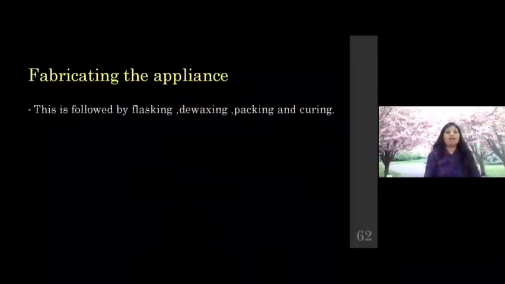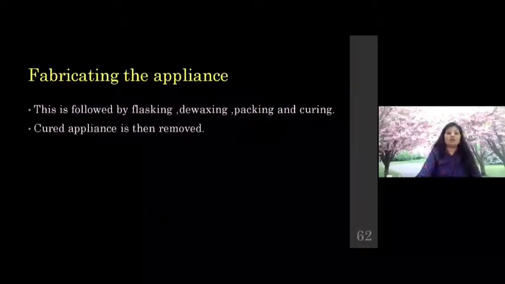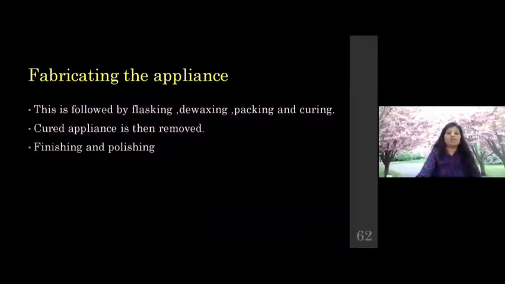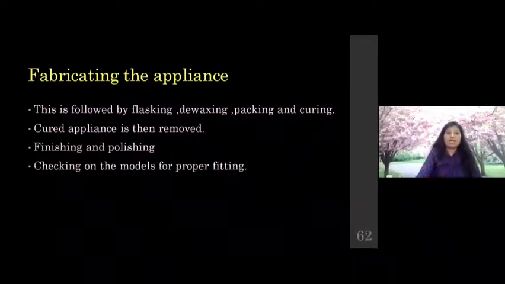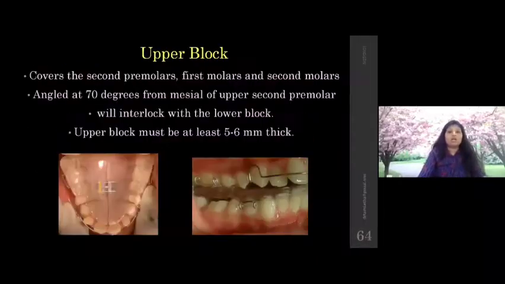Then the other step is, if you're using heat cure technique, flasking, deflasking, packing, and curing should be done. If you're using cold cure, you just have to use the sprinkle method or the dough method, and then finish and polish the appliance and check on the model for the fitness of the appliance. The only difference between heat cure and cold cure is that the heat cure appliance comes out very nice and robust, it doesn't break, it has more strength in comparison to cold cure appliances. This is how the fabricated appliance looks.